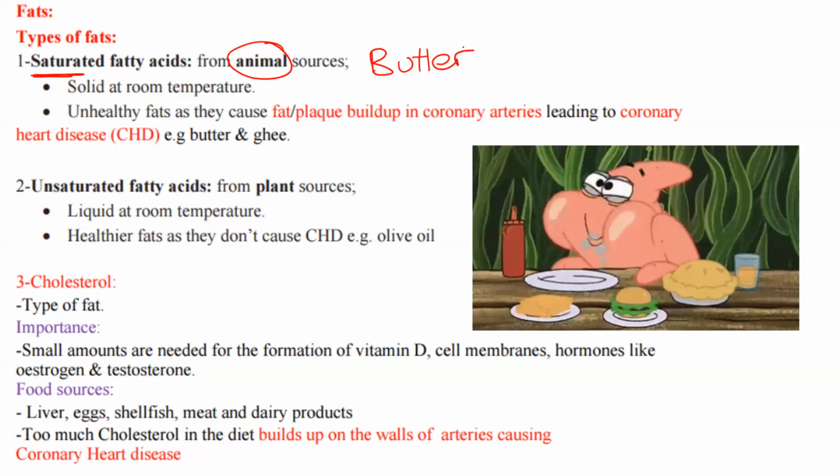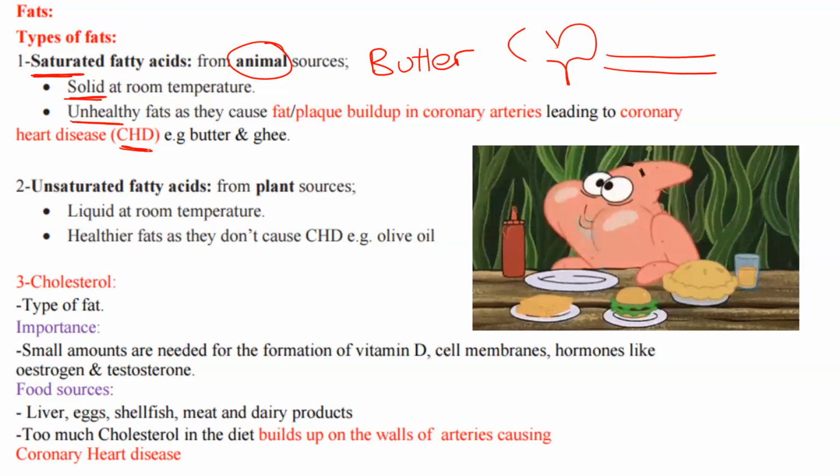Yes. Okay. Now, these types of fats are solid at room temperature and they are unhealthy. Why? Because they build up in your arteries and reduce the blood flow to the heart, and they can cause coronary heart disease. Any questions? No. Okay. There's another type of fat that comes from plant sources, for example olive oil. These fats are healthier. They are described in biology as unsaturated. They're healthier because they do not cause coronary heart disease. Any questions? No. Okay.